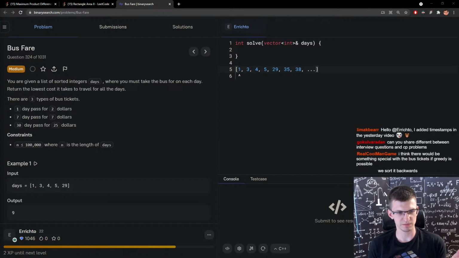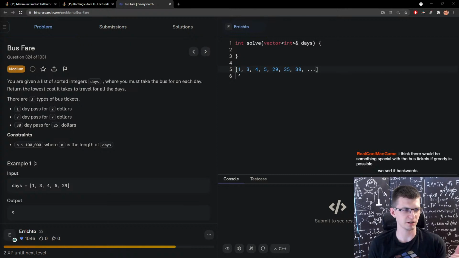Share the difference between interview questions and CP problems. One difference is using segment tree. I don't know. Different topics are used.